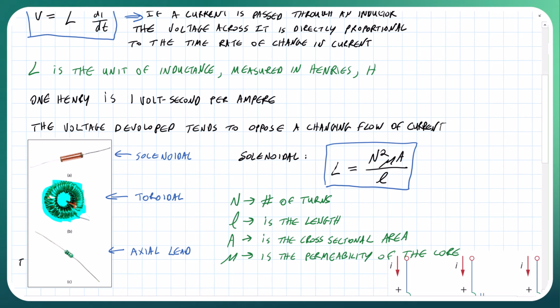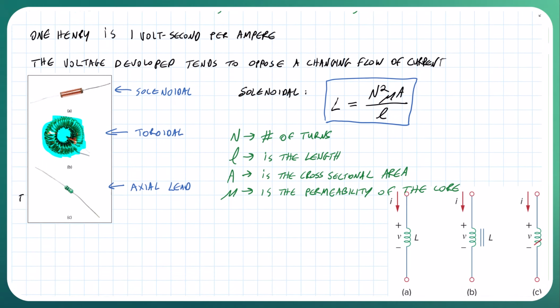And that permeability is going to be dependent on the material. And this permeability is a magnetic property. Okay, so permeability, this is a magnetic property of the material that's going to be used.